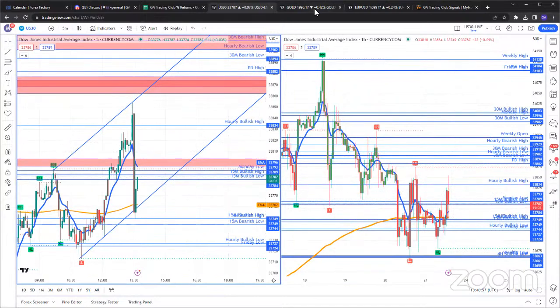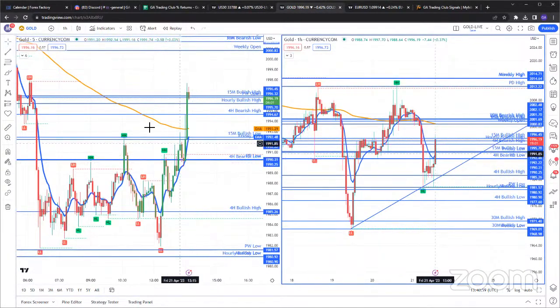Yeah, I really don't see anything. So gold is possibly the only thing that I can see here.